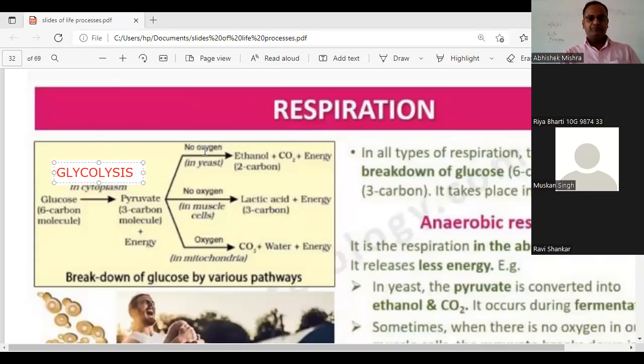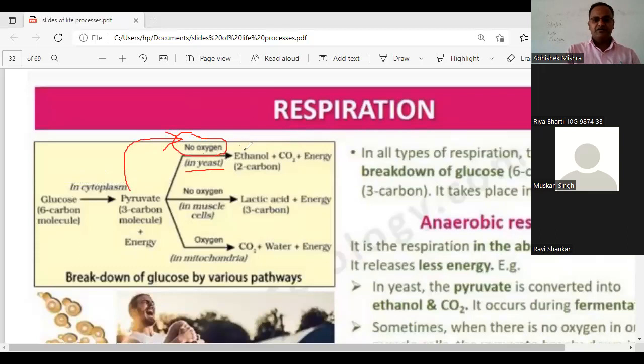Now, after this, we are going to have the next step of respiration, and that is, see, 3 possibilities are there. Glucose is converted into pyruvate, and the pyruvate can enter any of these 3 pathways depending upon the type of cells present. For example, pyruvate during the anaerobic condition, which means in absence of oxygen, written over here as no oxygen, occurs in yeast.